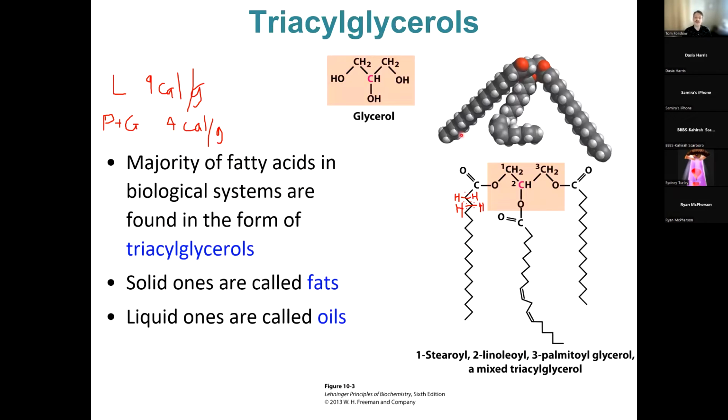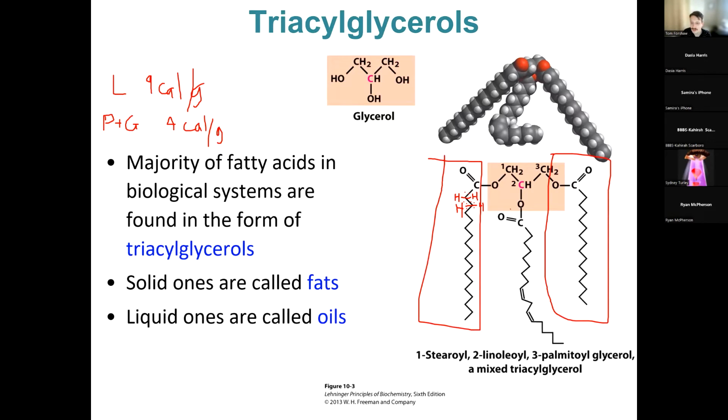And then the final thing that I covered was these triglycerides. And here you can see this is the fatty acid I was talking about. Let's go back to the pen. So here's a fatty acid. Here's a fatty acid. Here's a fatty acid. So you can see why it's called tri. It's got 3 fatty acids.